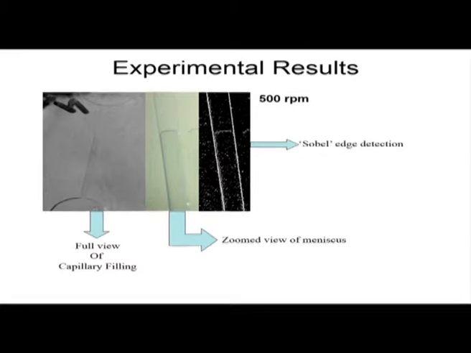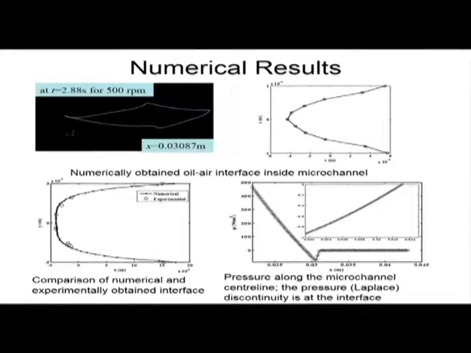So these are typical experimental results. You can see the capillary front. There is a particular algorithm by which you can do the image processing using the experimental images. There is a Sobel edge detection algorithm by which you do this, and you can compare the numerical with experimental results for the interface location y as a function of x. Okay. So these experiments we did for oil water interface in a microfluidic channel.